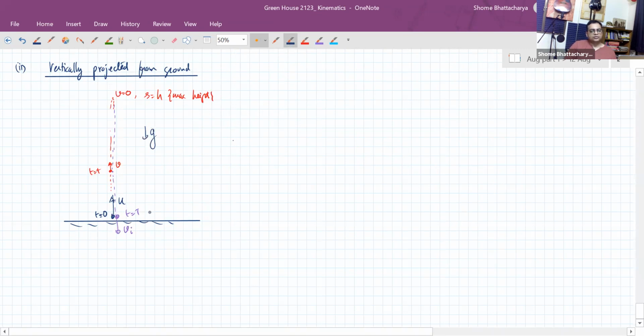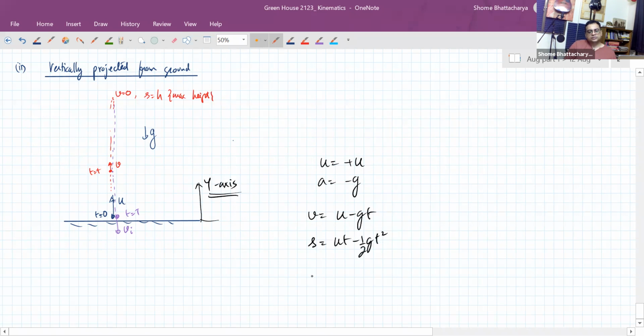Okay. Now in this case, since it's starting upwards, we take our y-axis upwards. So because we take our y-axis upwards, we'll write the initial velocity with the plus sign, but we'll write the acceleration with the minus sign. So v as a function of time will become u minus gt. Displacement as a function of time will become ut minus half gt square, and v square will become u square minus 2gs. So particularly these two equations are important.